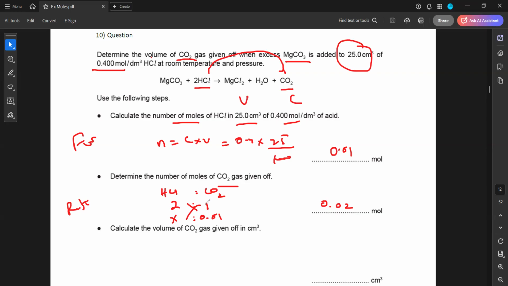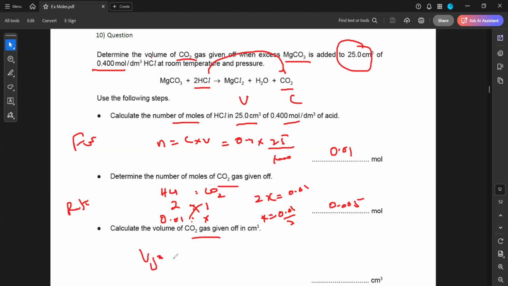Wait, we are not finding HCl moles, we are finding carbon dioxide. So X should be carbon dioxide, and here we have 0.01. So when we cross multiply, this will become half of it because X is multiplied by 2. So 2X equals 0.01, or X is 0.01 divided by 2. So 0.005. And then we need the volume.